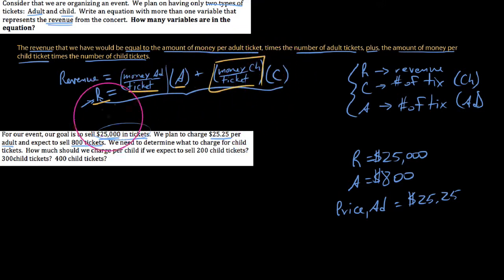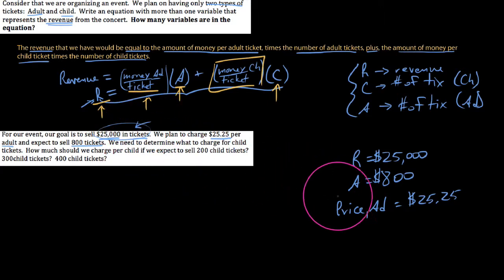But what this does is require us to know R, the money per adult ticket, and the number of adult tickets, but it also requires that we know the number of child tickets. So if we continue to read here, you'll notice it says this. We need to determine what to charge for child tickets, but also this: how much should we charge per child if we expect to sell 200 child tickets to meet our goal?